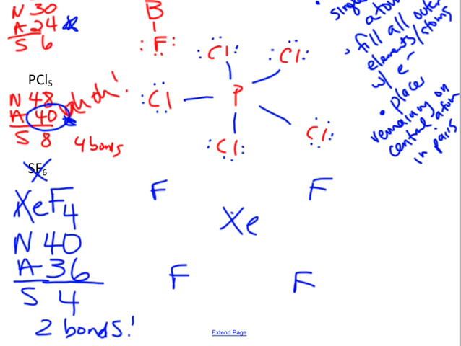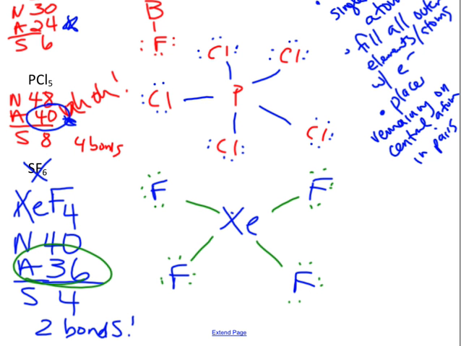So this has to be an exception. So again, for an exception, I take my available. That's the number I use. And I'm going to now bond the center, 2, 4, 6, 8. Now fill the periphery. 10, 12, 14, 16, 18, 20, 22, 24, 26, 28, 30, 32.